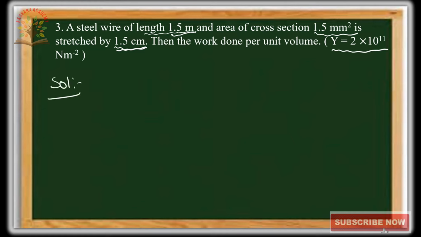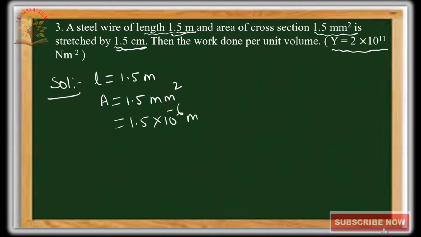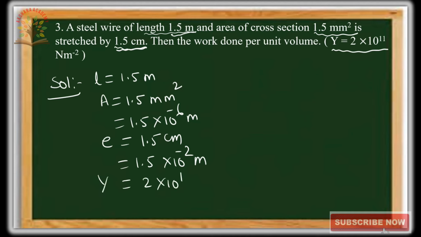In this they have given L is equal to 1.5 meters and area of cross section A is equal to 1.5 millimeter square. Converting into meters, we are getting 1.5 into 10 to the power of minus 6 meters, and then E is equal to 1.5 centimeters. Converting into meters, 1.5 into 10 to the power of minus 2 meters, and then Y they have given 2 into 10 to the power of 11 Newton per meter square. So work done per unit volume, W by V is equal to question mark.